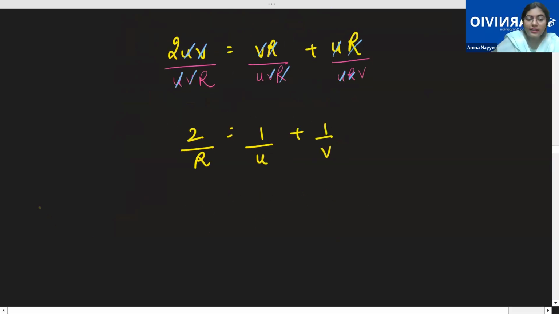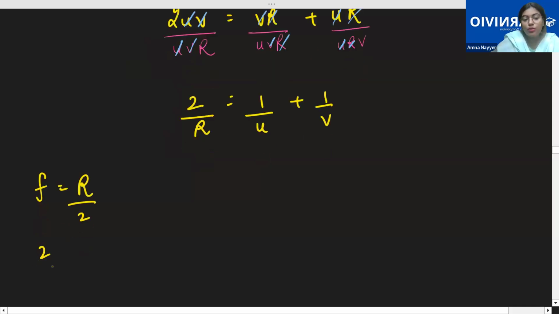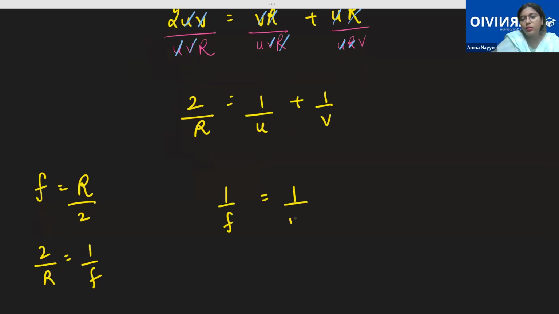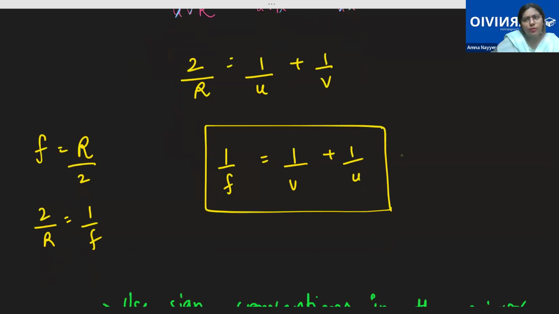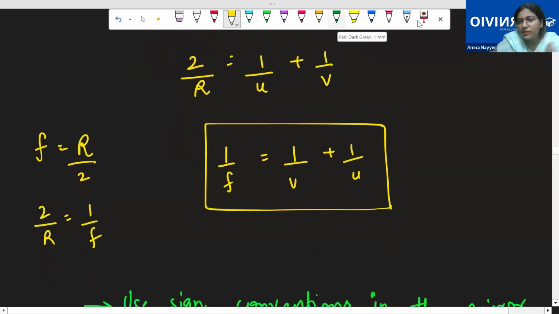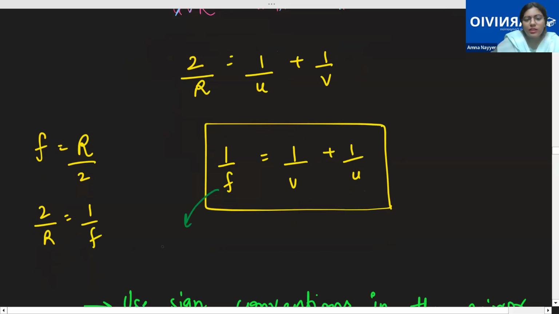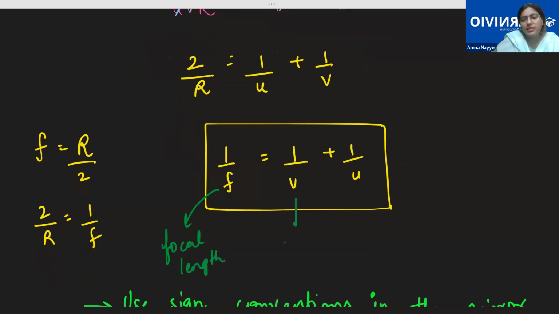Now we have already discussed that focal length is R by 2, so 2 by R will be equal to 1 by F. So I can finally say 1 by F is equal to 1 by V plus 1 by U, which is a formula from your lower classes also. You have done this in 10th. So if you remember or not, now you have to remember. And this F is your focal length. All the things are mentioned initially too. F is the focal length, V is the image distance, and U is the object distance.